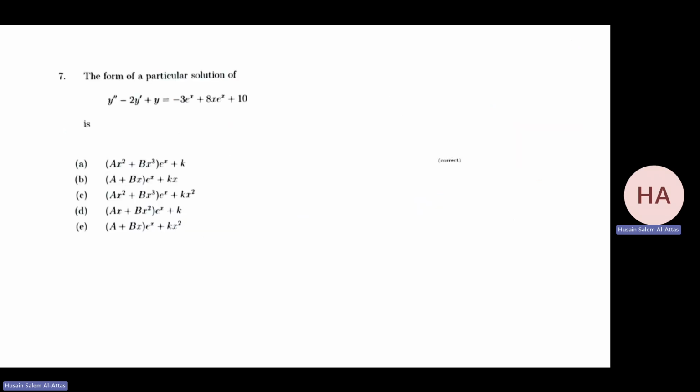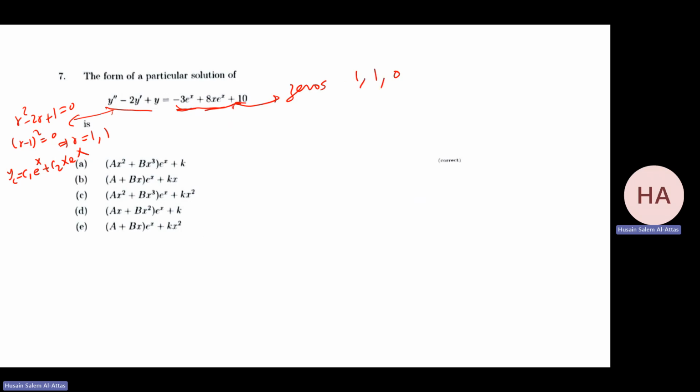The form of the particular solution, it means I need to find the roots from this one, where I have r squared minus 2r plus 1. So I have r minus 1 squared. So r equals 1, 1. So yc is c1 e to x plus c2 x e to x. I'll find now the roots from here, the zeros from here. What will this bring? I have e to the power x, x e to the power x, that will bring 1, 1, 2 times, and the 0 will bring it.